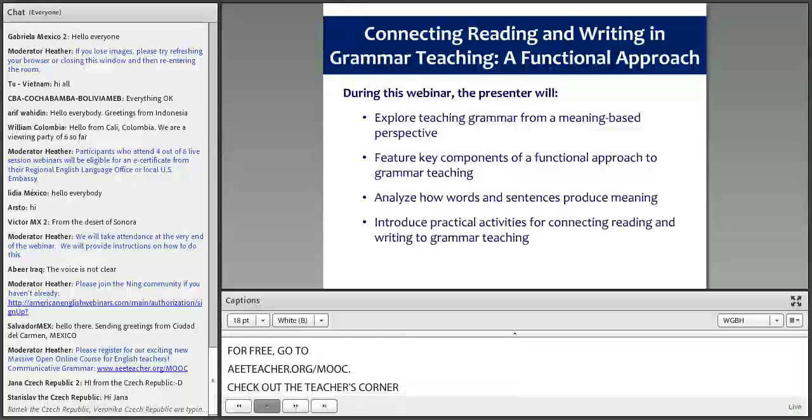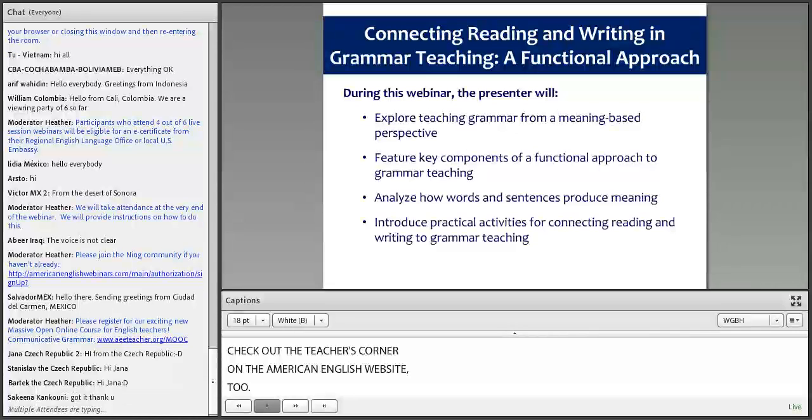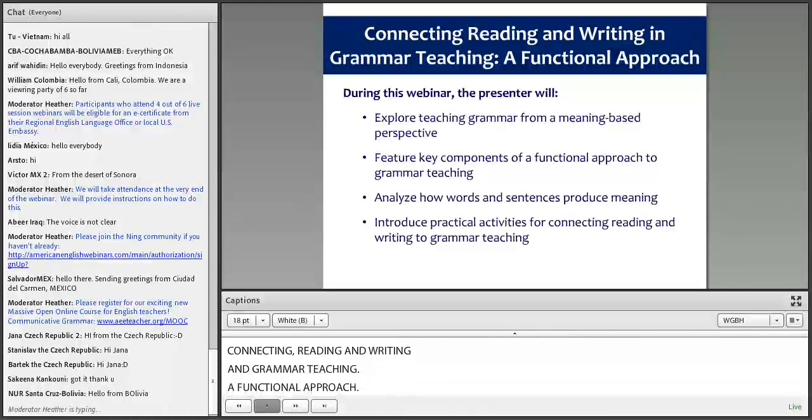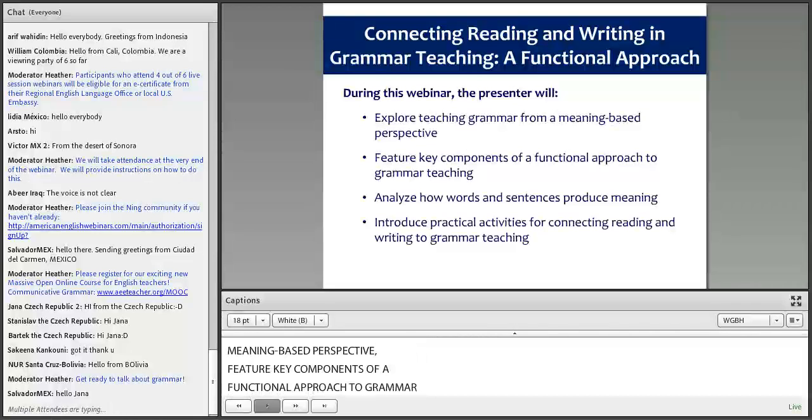And now for today's webinar, Connecting Reading and Writing in Grammar Teaching, a Functional Approach. Today, in this webinar, we will explore teaching grammar from a meaning-based perspective, feature key components of a functional approach to grammar teaching, analyze how words and sentences produce meaning, and introduce practical activities for connecting reading and writing to grammar teaching.